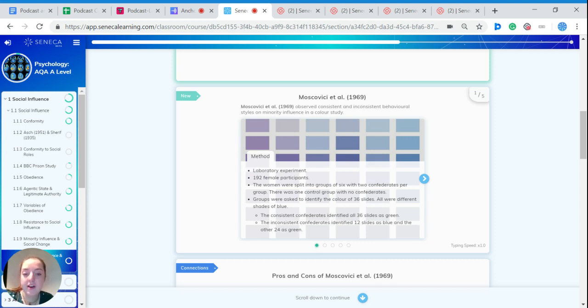The consistent Confederates identified all 36 slides as green. The inconsistent Confederates identified 12 slides as blue and 24 as green.